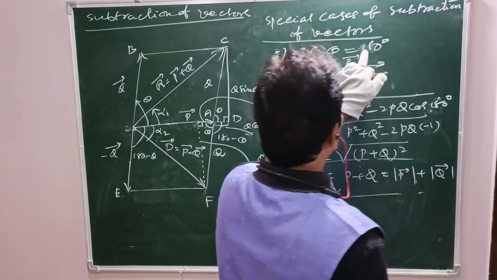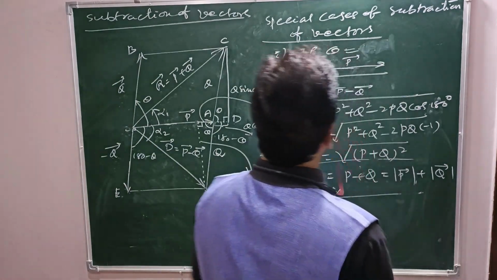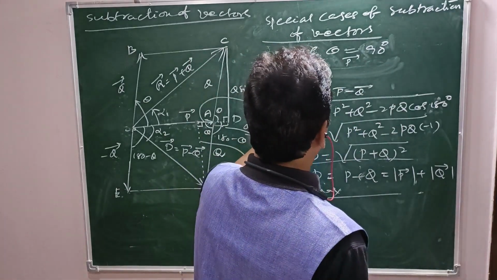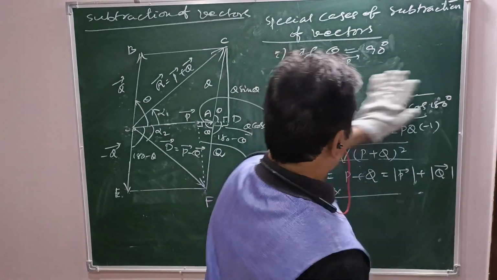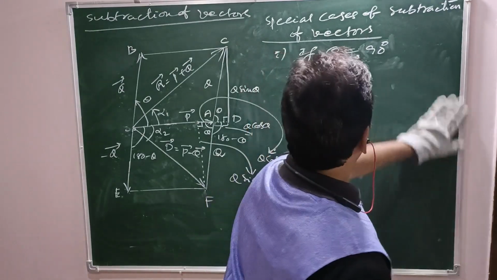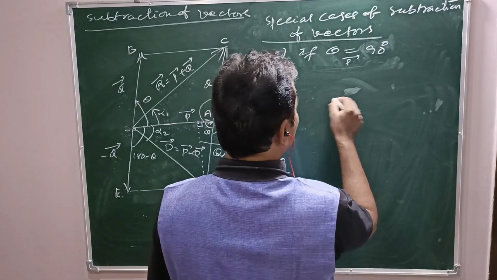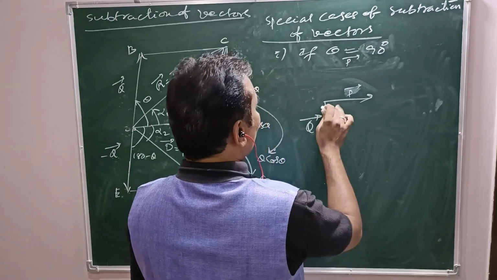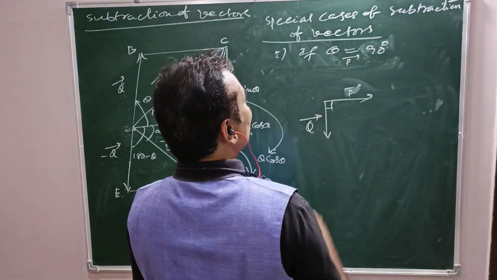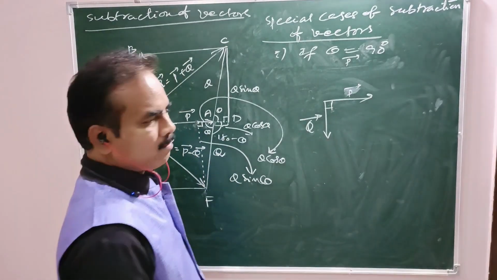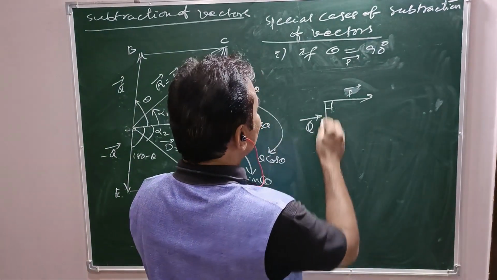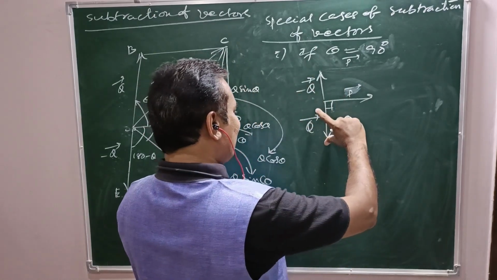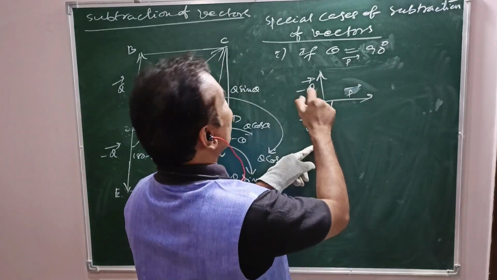Now coming to 90 degrees. 90 degrees in the sense both are perpendicular to each other. Suppose here it is p bar, here it is q bar as an example. Now I want to get p bar minus q bar. P bar minus q bar means make it reverse here. This is what minus q bar. Simply make it reverse q bar to get minus q bar. So p bar minus q bar.